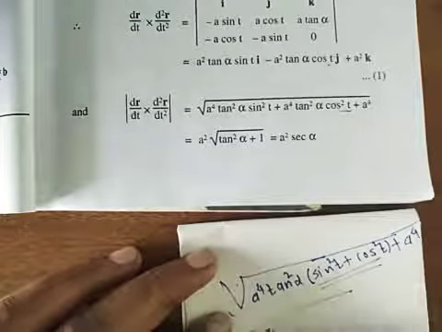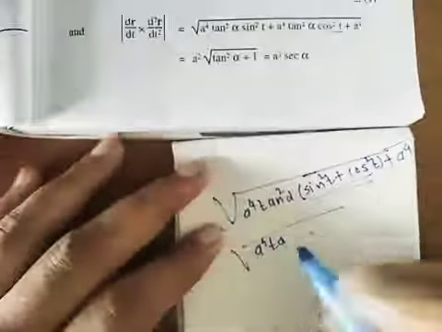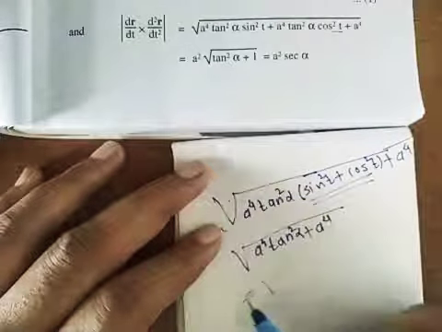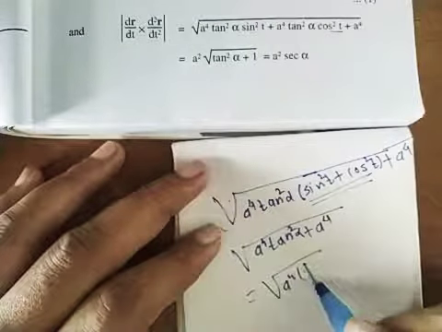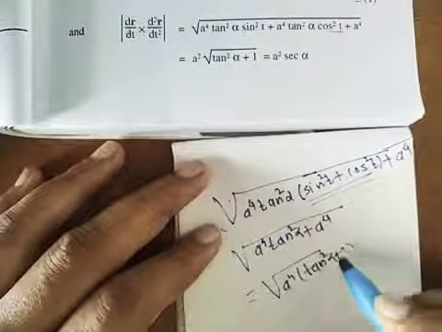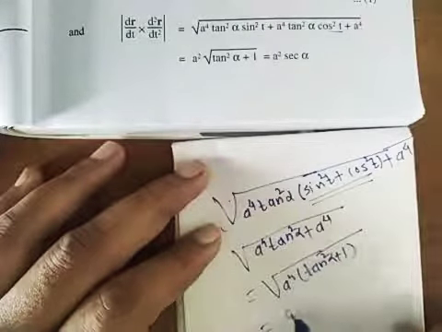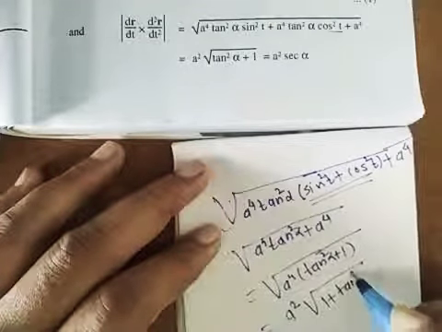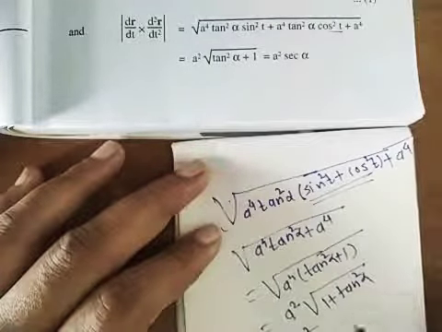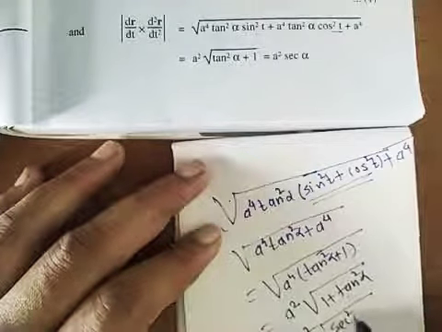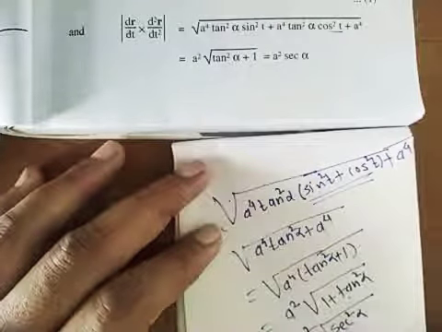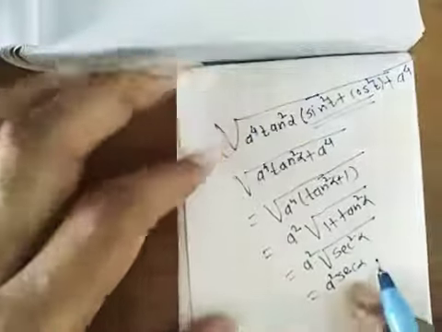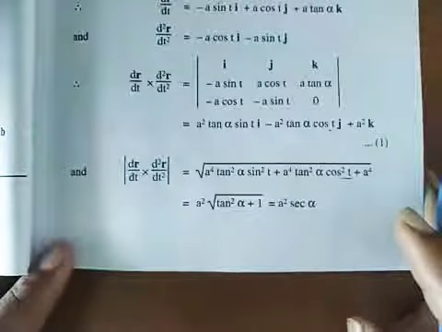So square root of A raised to 4 tan square alpha plus A raised to 4. Again we can take A raised to 4 common, tan square alpha plus 1. So square root of A raised to 4, that is A square, times square root of 1 plus tan square alpha. We know 1 plus tan square alpha is sec square alpha. So square root of this will be sec alpha. So our answer is A square sec alpha.